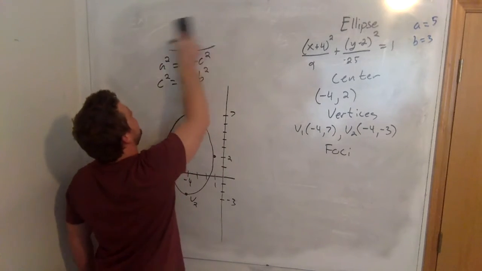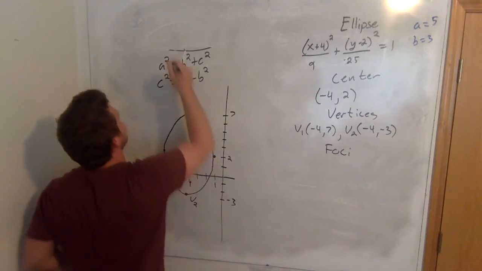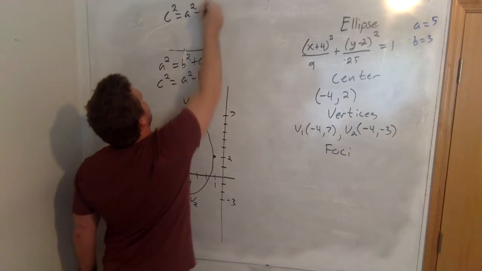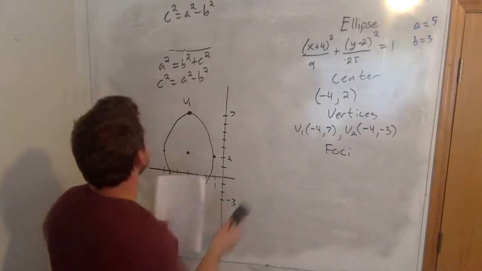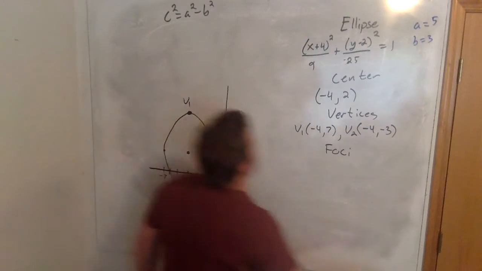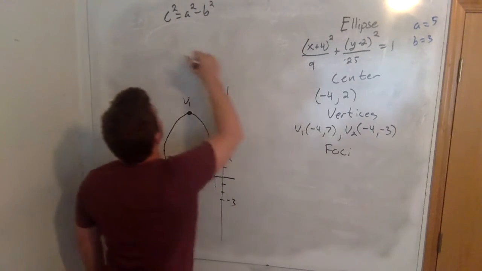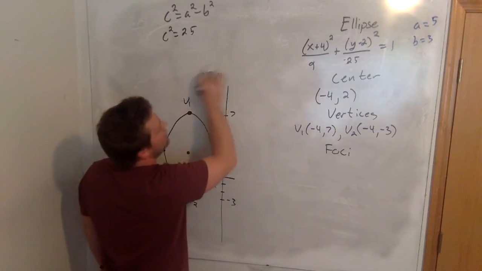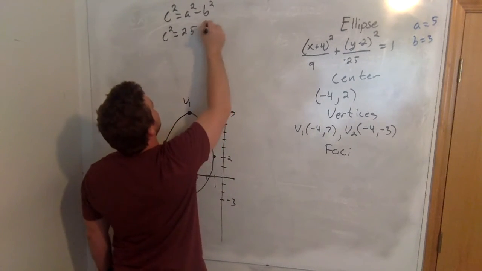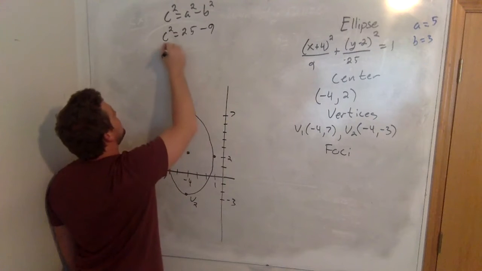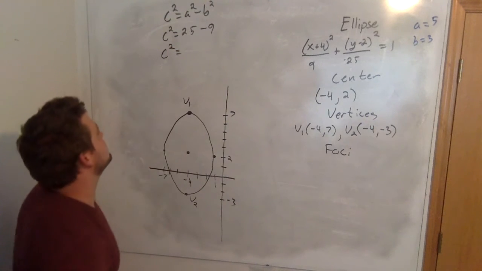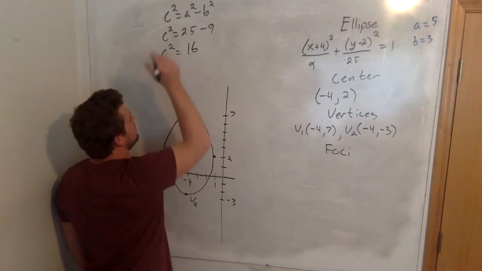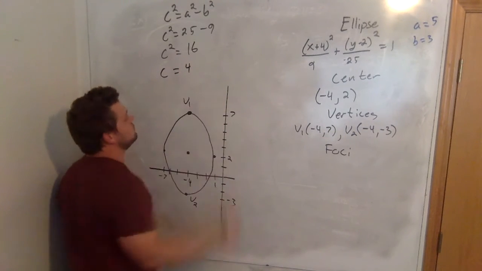Okay, so we have that c squared will be equal to a squared minus b squared. Our a squared is 25, so c squared will be 25 minus our b squared, which is 9. 25 minus 9, I think that'll be 16. So c will be the square root of 16, or c will be 4.